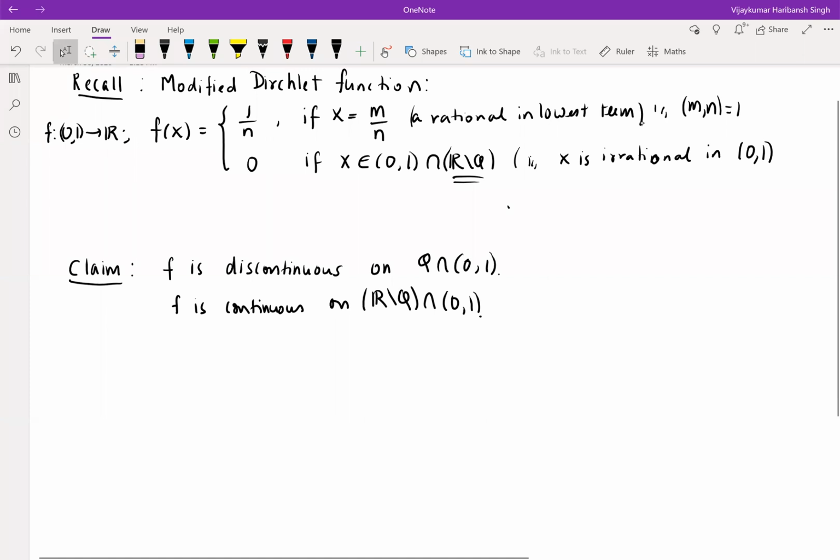Now let's try to prove that this function is discontinuous at every rational point inside (0, 1), and it is continuous at every irrational point inside (0, 1). So let's start with the first one. Let a belonging to (0, 1) be rational.